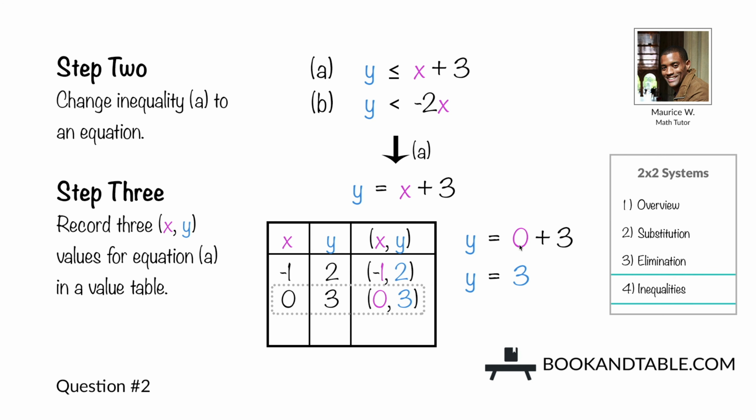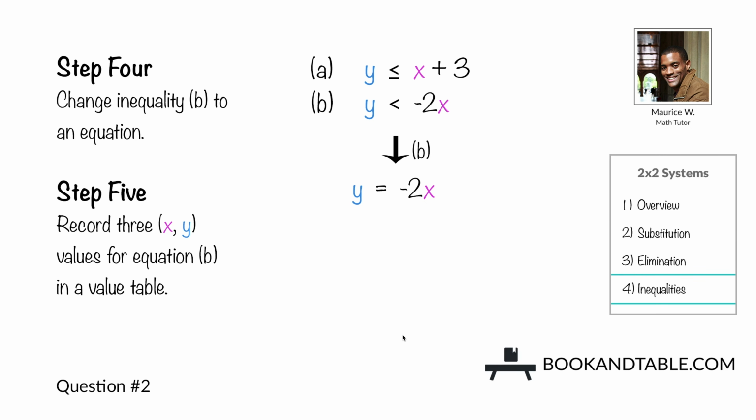We then plug in 0 for x, giving us y is equal to 0 plus 3, which is equal to 3. So that becomes the second point in the value table for equation A. And now we plug in positive 1 for x, giving us y is equal to 1 plus 3, which is 4. So the third point in this value table is x is 1, y is 4. And now we want to repeat this process for B.